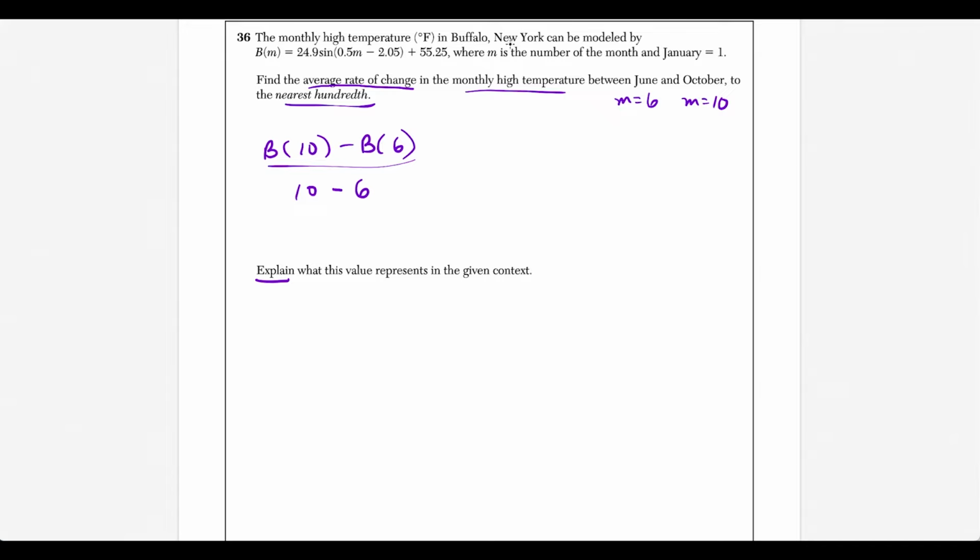So the monthly high temperature can be modeled by b of m. So the numerator, the b values here, b of 10, b of 6, are going to be in degrees Fahrenheit. And then 10 minus 6 represents the change in month. So our units for the bottom is going to be months. So we're going to have degrees Fahrenheit per month.